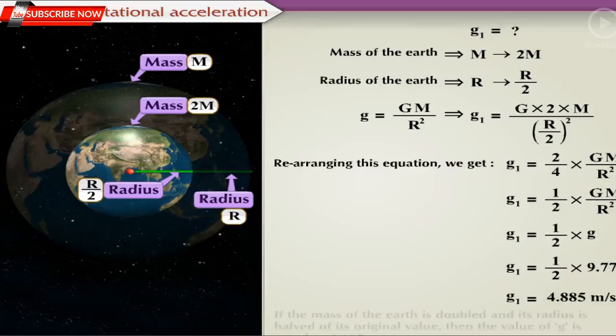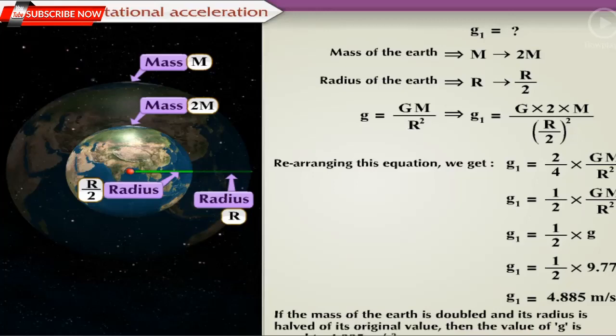Thus, if the mass of the Earth is doubled and its radius is halved of its original value, then the value of g is equal to 4.885 meter per second square.